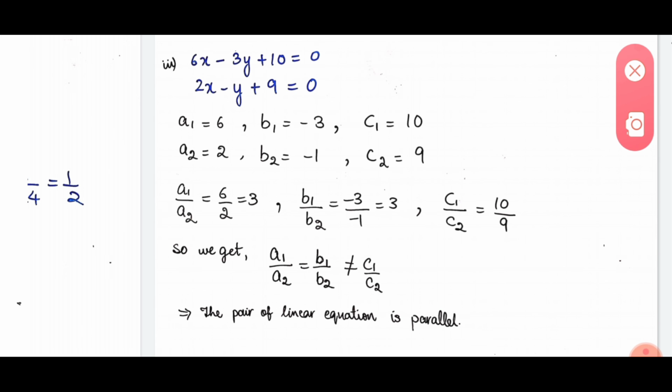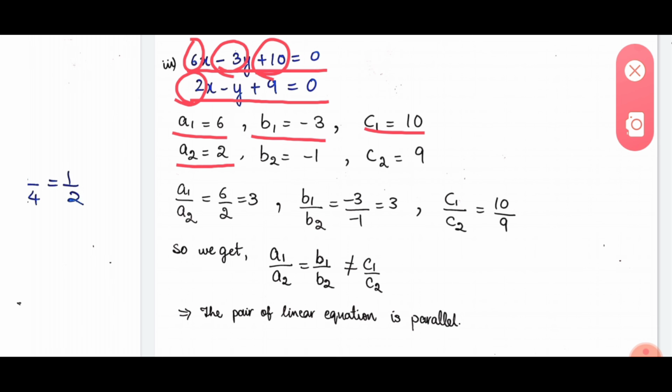The equations in the third part are 6x minus 3y plus 10 equals 0 and 2x minus y plus 9 equals 0. What do you have to do? You have to compare these two equations with the standard form and then find the values of A, B, C for both the equations. In the first equation the value of A1 is 6, the value of B1 is minus 3, the value of C1 is plus 10. In the second equation the value of A2 is 2, the value of B2 is minus 1, and the value of C2 is 9.